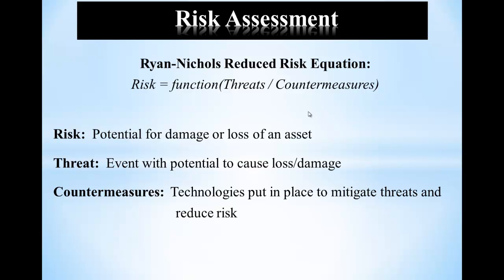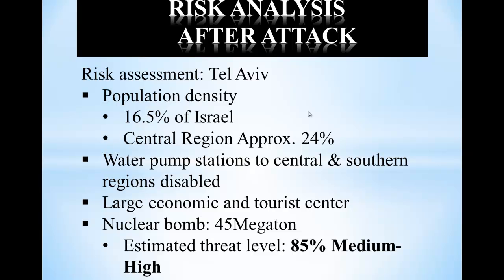Again, this is the risk assessment. The risk analysis after the attack. Tel Aviv, with a population density of 16.5% of Israel. Water pump stations to central and southern regions are disabled. Large economic and tourist center, and nuclear bomb 45 megaton. Estimated threat level was 85%, medium high.